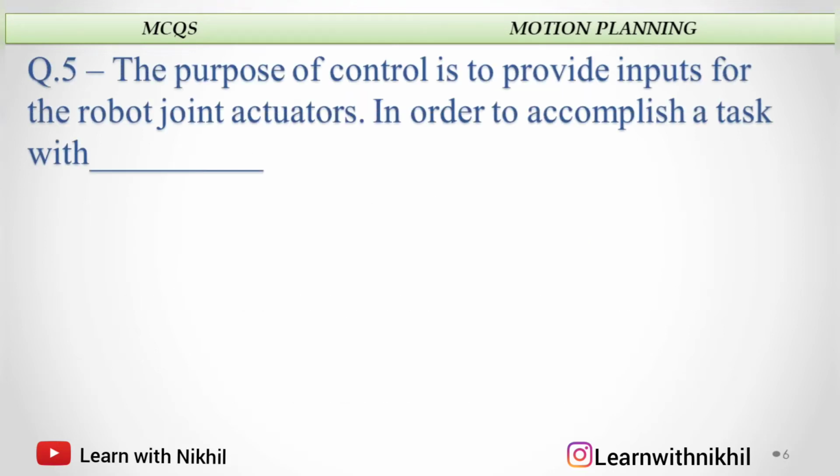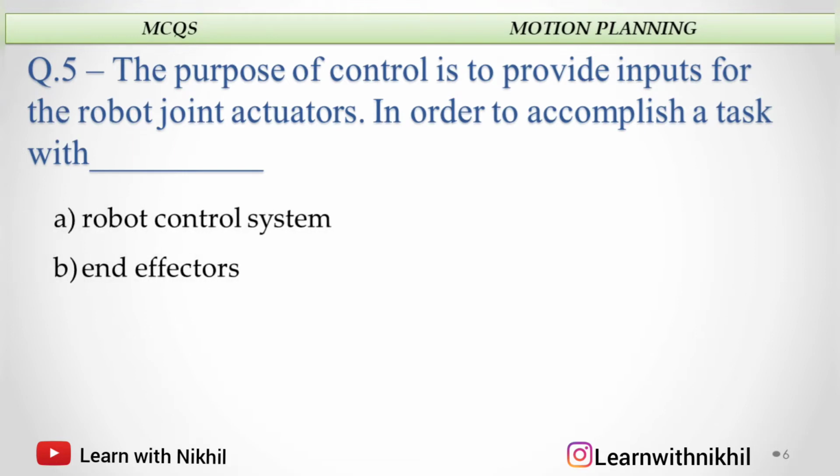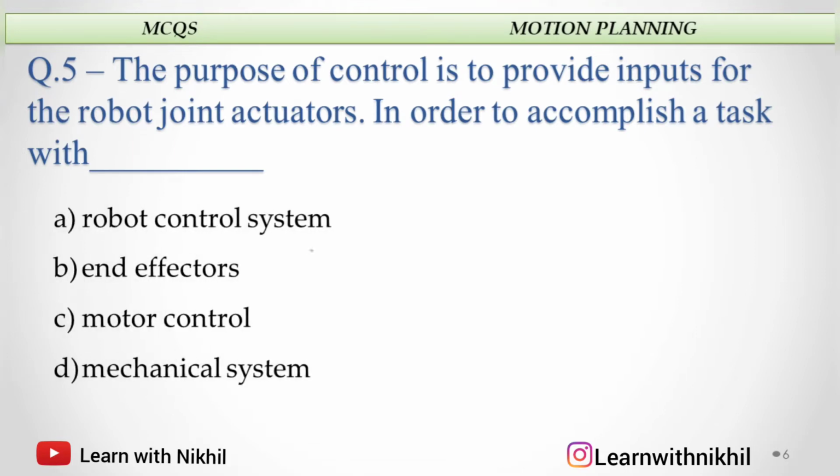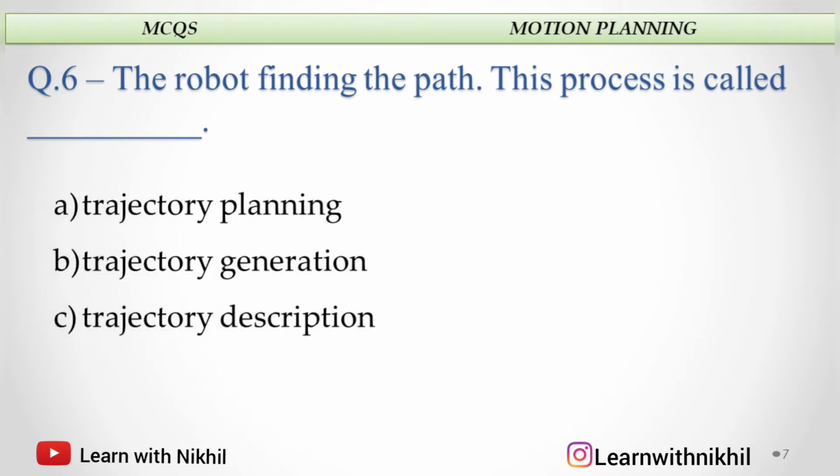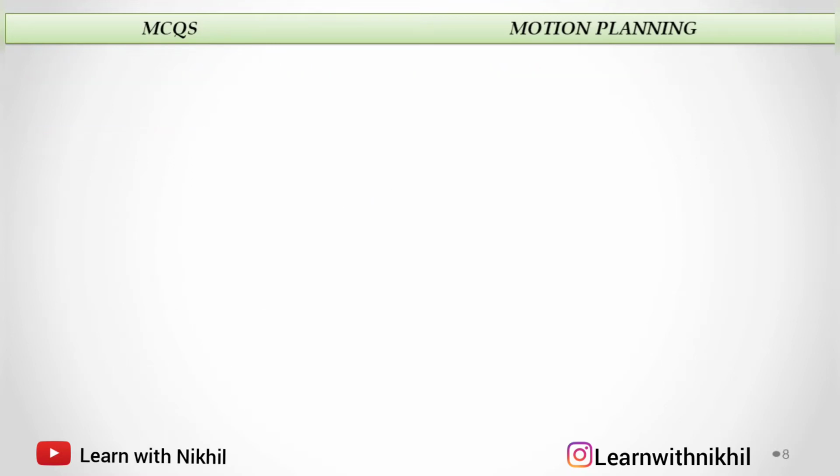Next, the purpose of control is to provide inputs for the robot joint actuators in order to accomplish a task with robot control system, end effectors, motor control or mechanical system, and the answer is end effectors. Next, the robot finding the path. This process is called trajectory planning, trajectory generation, trajectory description or trajectory generation, and that is obviously trajectory planning.